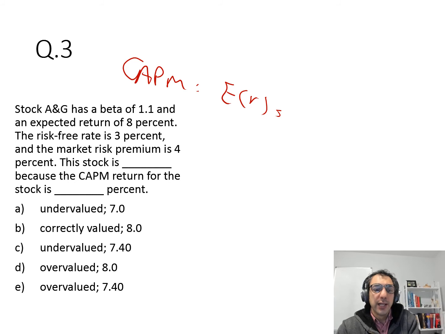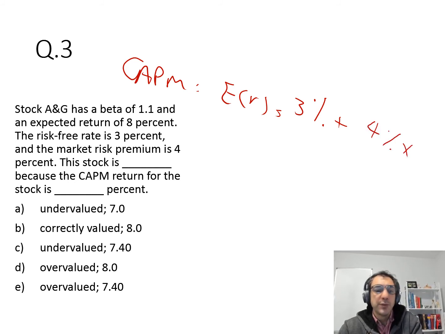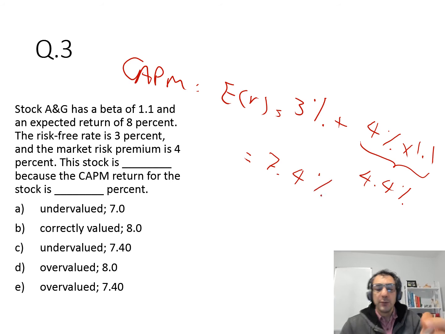So what's the formula again? The risk-free rate, which is 3%, plus the market risk premium, which is 4%, times the beta, which is 1.1. So the second portion should be 4.4%. So the expected return based on the model, the CAPM, should be 7.4%. That's what the model is estimating, or actually expecting: 7.4%.